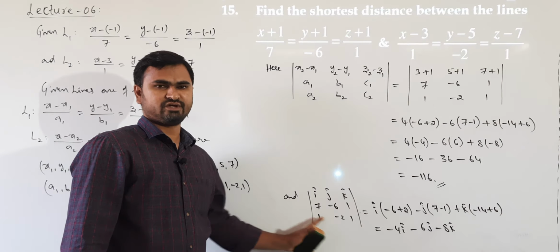Root 116 I can write as 116 is 4 into 29. So 4 into 29 means we can write 2 root 29. Okay. So taking 4 common here, 4 into 29. So 4 comes outside, it will become 2. So required distance is 2 root 29.